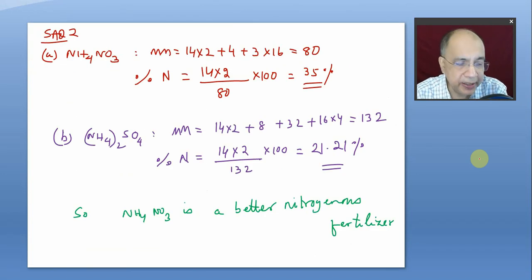Now similarly, the nitrogen percent we have found out in ammonium nitrate, because there are 2 nitrogen atoms. So there are 28 divided by the molecular mass, which is 80. So this is 35% of nitrogen.